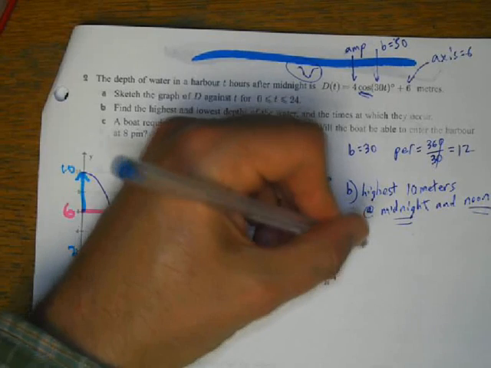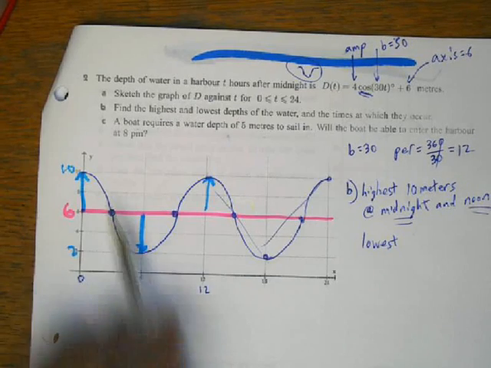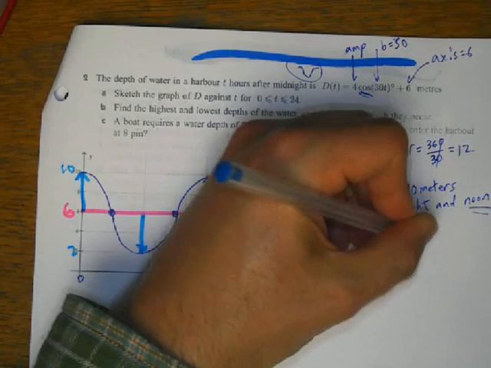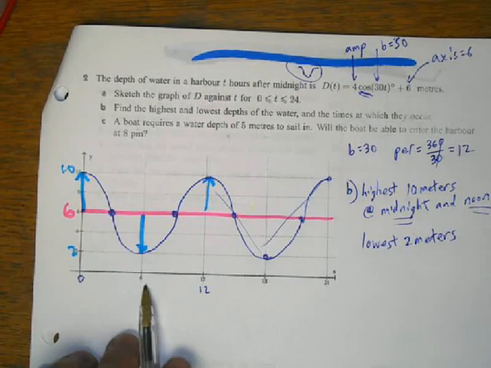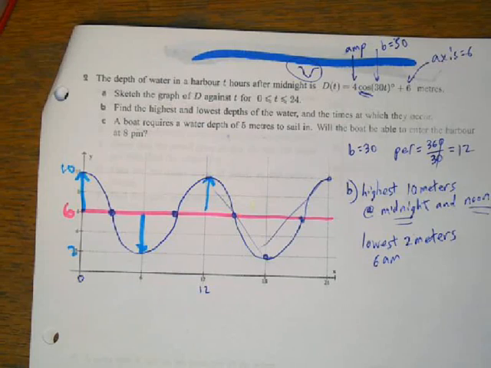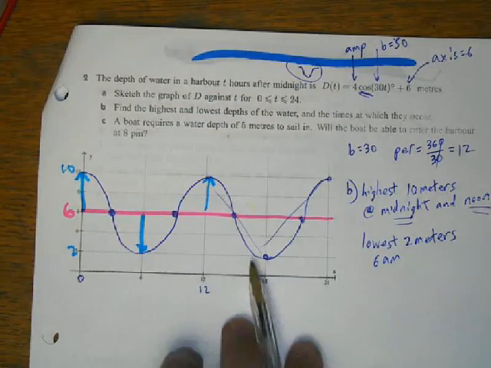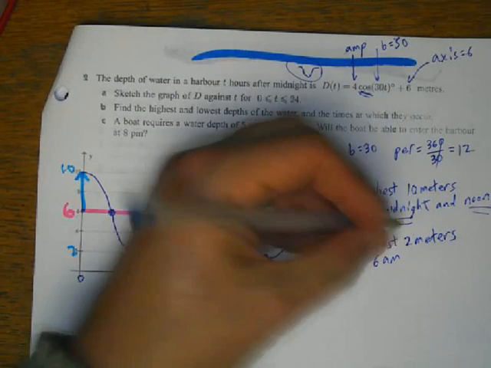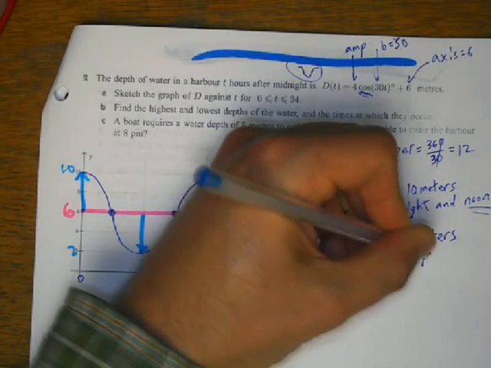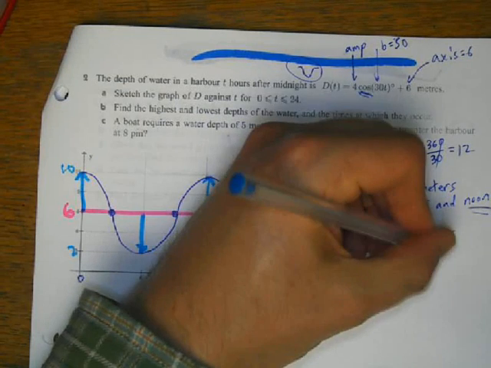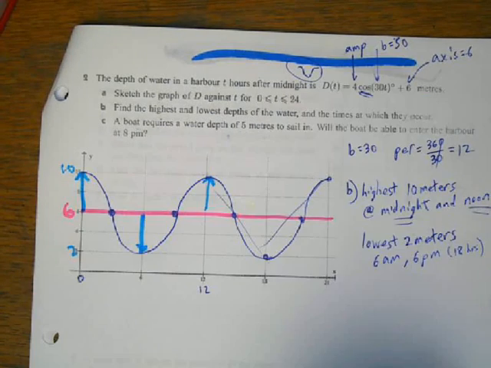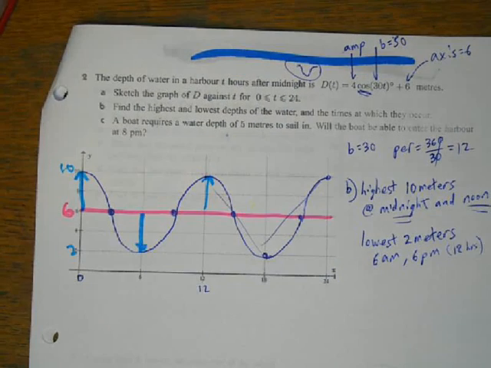The lowest is 2 meters high, and then it happens at 6 a.m. and it also happens at 18. What is 18? 18 is 6 afternoon, so 6 a.m. and 6 p.m. Okay, that's 18 o'clock. So 6 p.m. is at 18 o'clock.